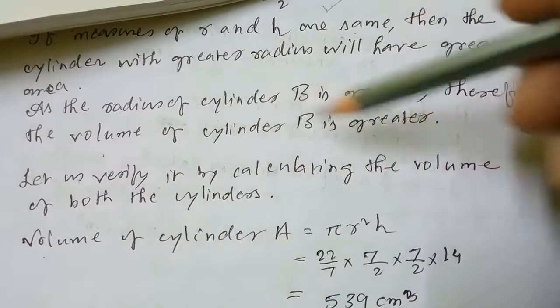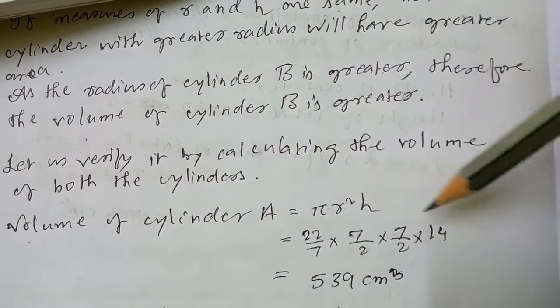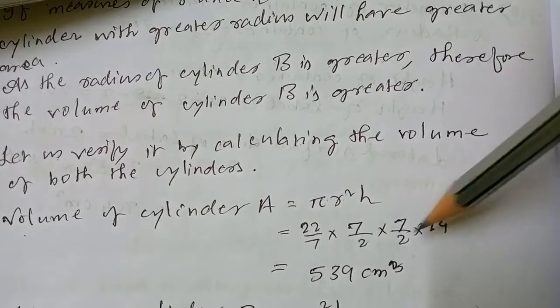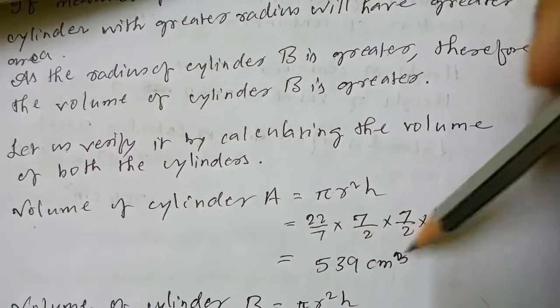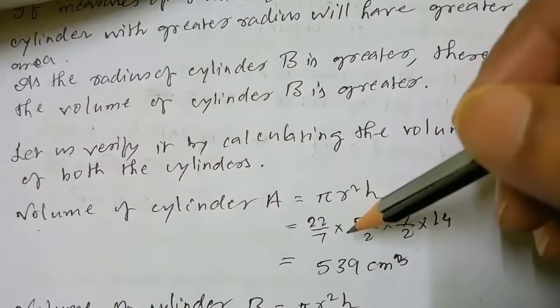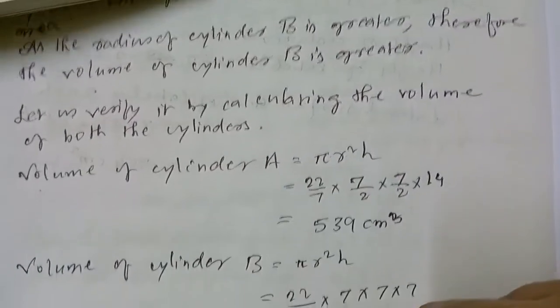Radius of cylinder A is given, 7 by 2. So 7 by 2 into 7 by 2, because the square is given. Then the height of cylinder A is 14. So after calculation it is coming 539 centimeter cube, because volume unit is always in cube. Okay, meter cube, centimeter cube, all this.